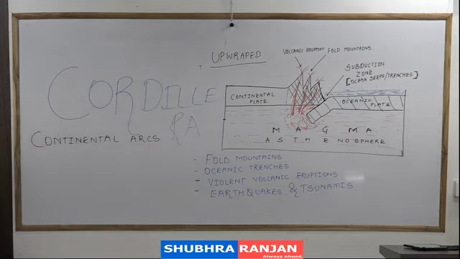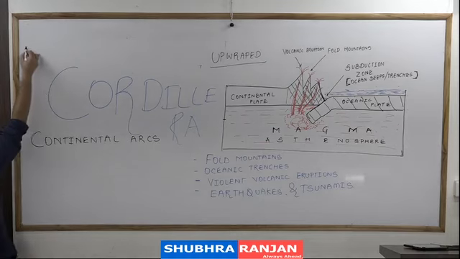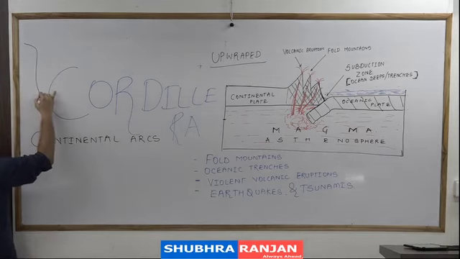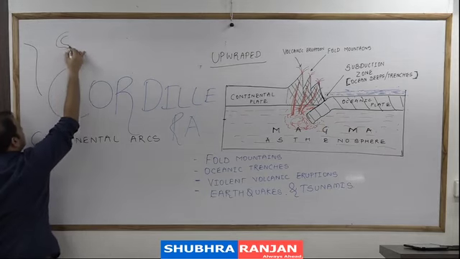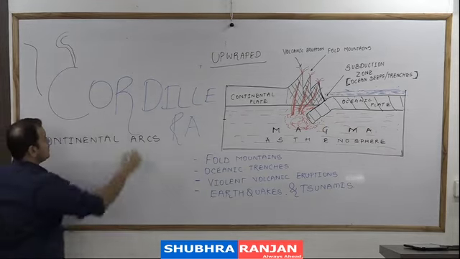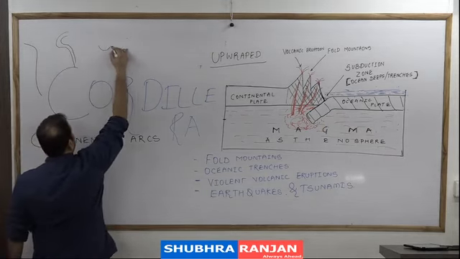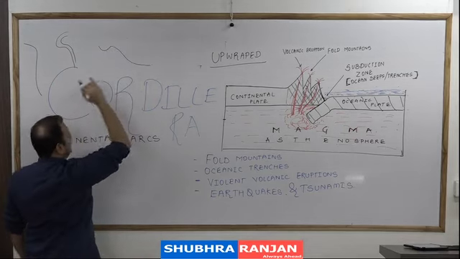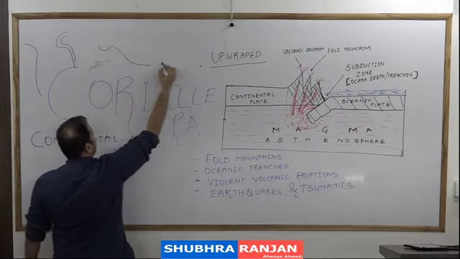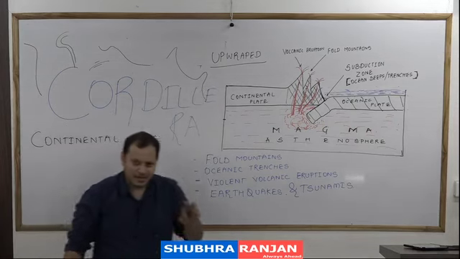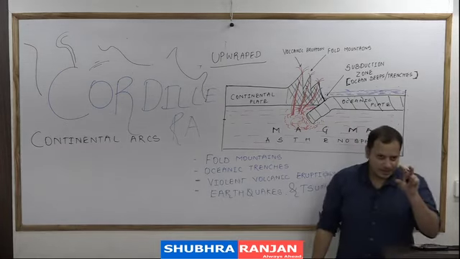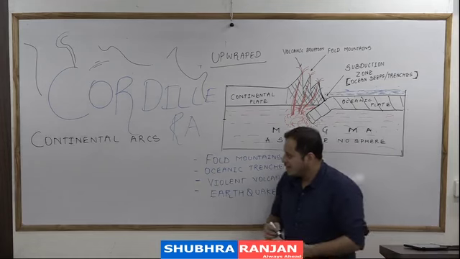Why continental arc? Let us look at the shape of the Rockies. This is how the Rockies look. Let us look at the shape of the Andes. If this is South America, this is the shape of the Andes. Let us look at the shape of the Alps, Atlas, Himalayas. All these are arc-like in shape, and therefore they are known as continental arcs.